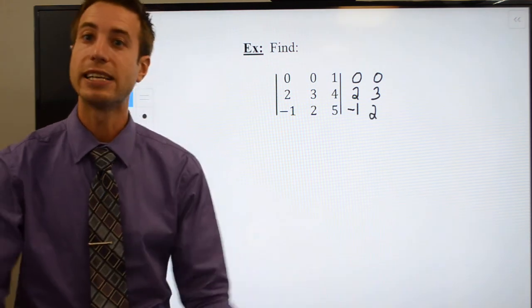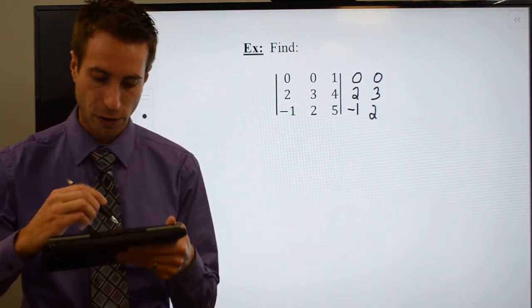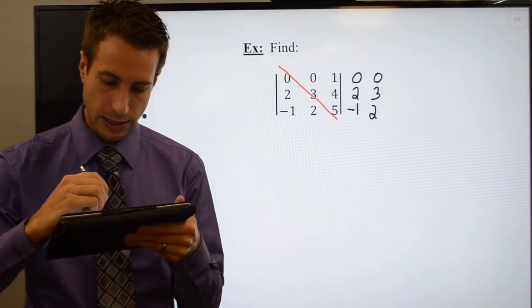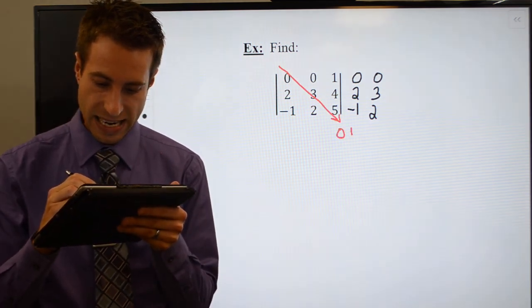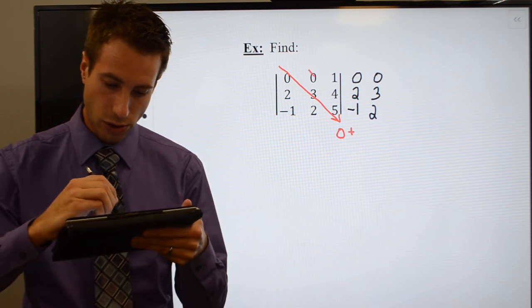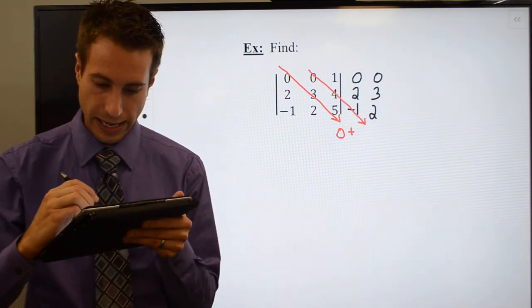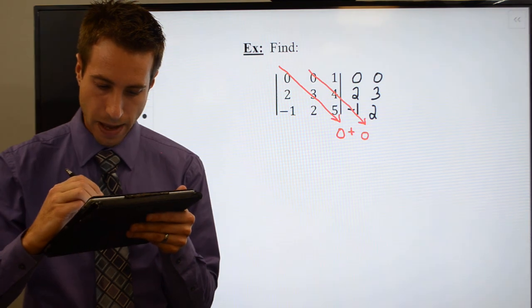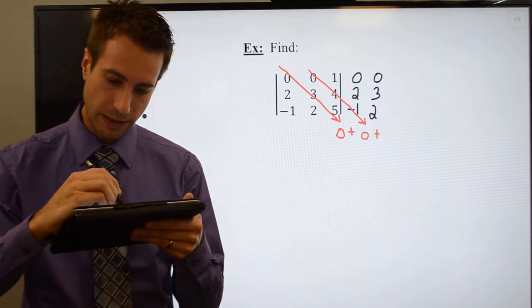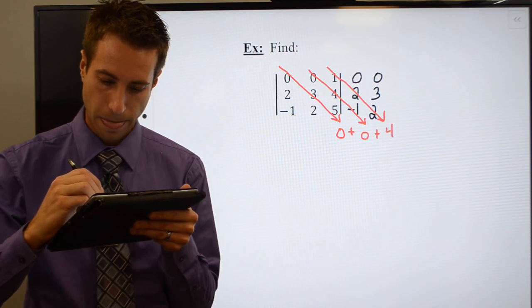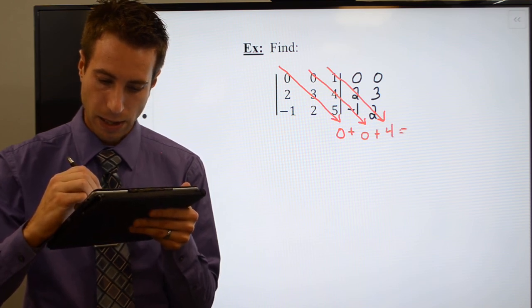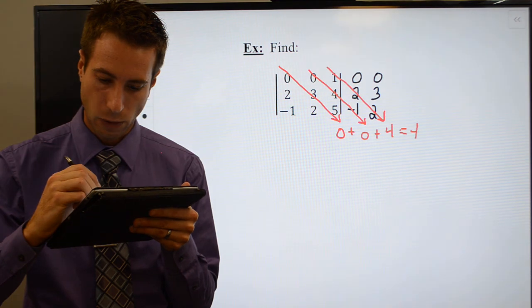And now we go ahead and start calculating my products. My first diagonal, 0 times 3 times 5. Love it, that's a 0. My next diagonal also has a 0 in it. So there's that one. And then, oh, definitely going to get a number here. How about a positive 4? So that means my bottom number comes out to be 4.